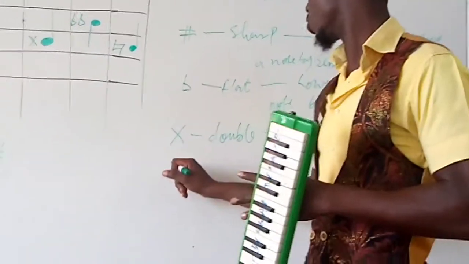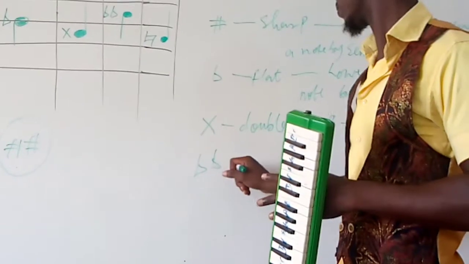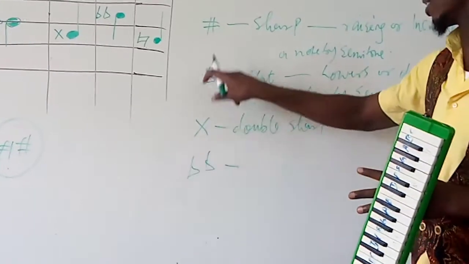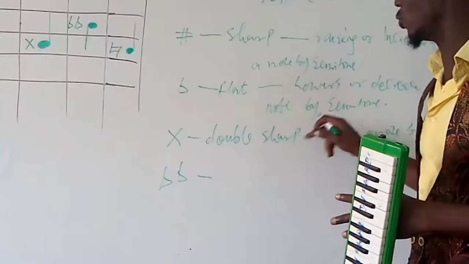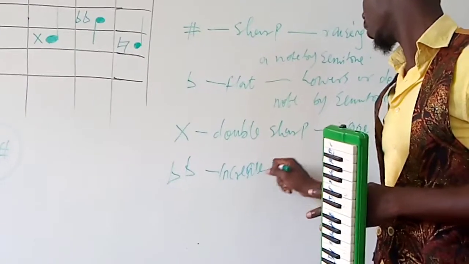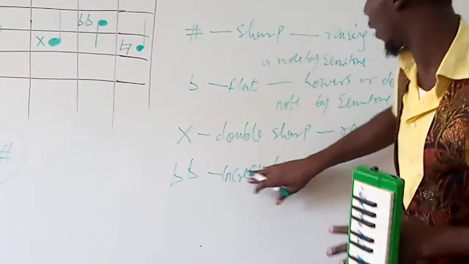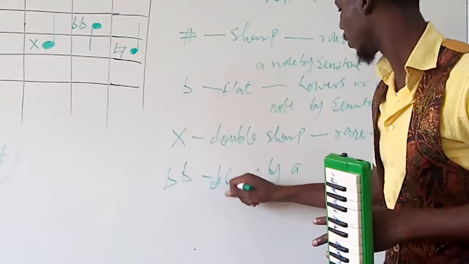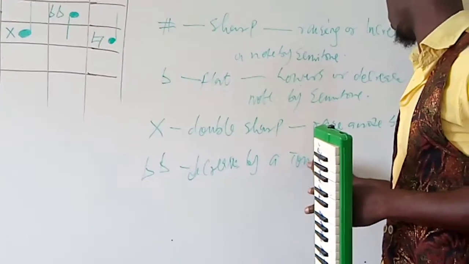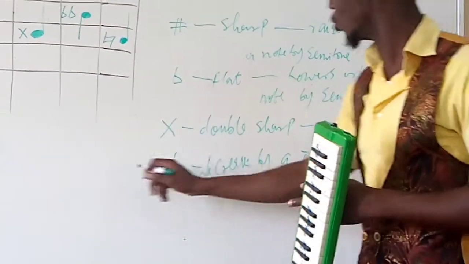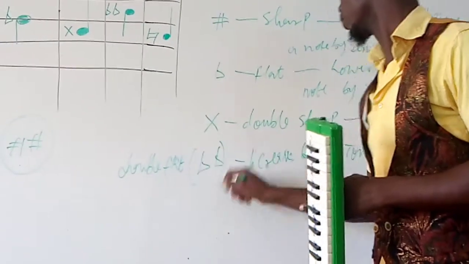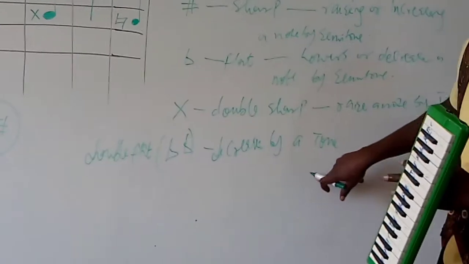The next accidental we'll be considering is the double flat. As the name also implies, we know the single flat lowers by a semitone. So the double sharp will do what? Increase. Increase by what? The double flat will decrease. The double flat decreases by what? A tone. That means it decreases the note by a tone. The double flat decreases a note by what?